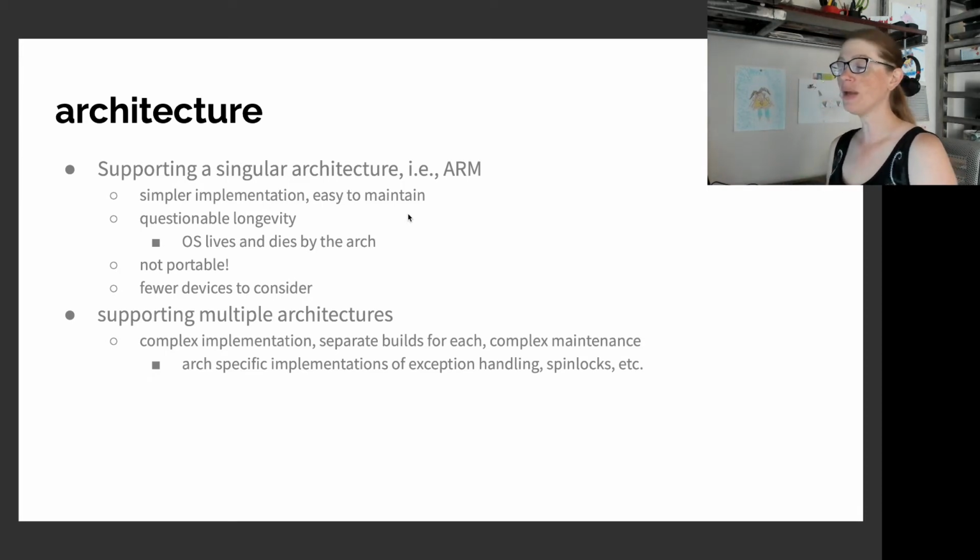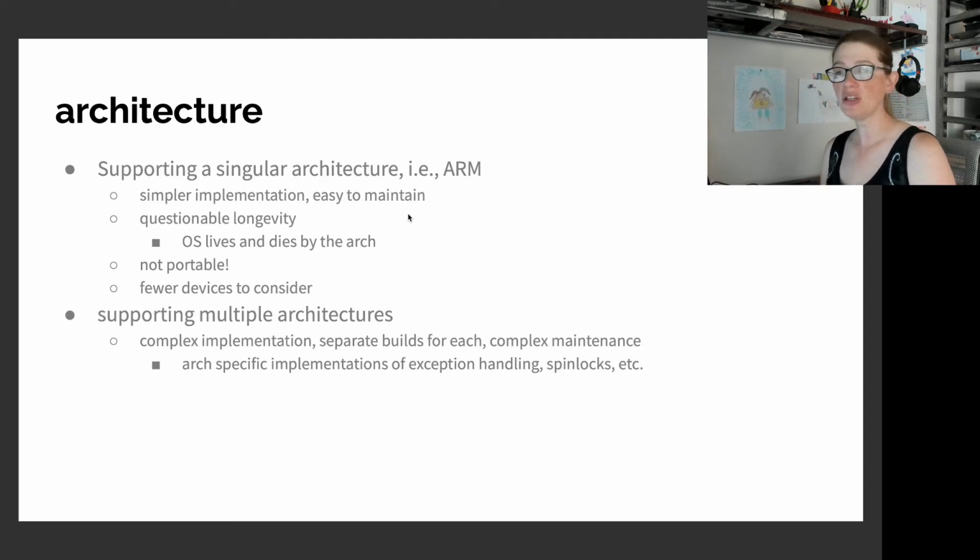Now, if you are supporting multiple architectures, the implementation is going to be a lot more complex because things like spin locks are going to be arch specific. So that little atomic test and set block, you're going to have however many different architectures you support, one block for each of those. And that's going to make the code really hard to read.